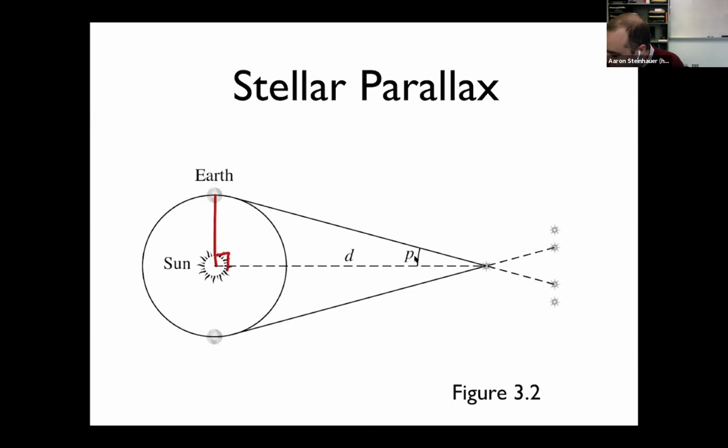Here's our right triangle. We know that one side of this is D, and one angle is P, and we've got our right triangle solved. We're interested in knowing the distance, and we know the P, and we also know one other distance on this triangle. What's that?